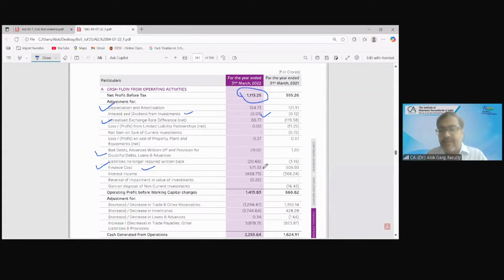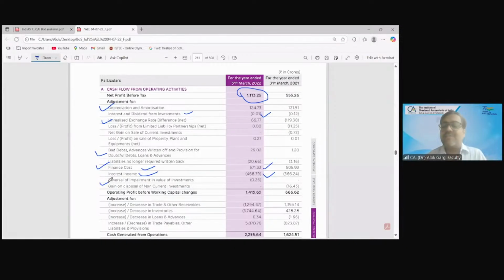So you will find this 571.33, it is a cost. So it is added back to the profit. Why? Because profit was deducted. But this negative number of 571 you will find in the cash flow from financing activity. Okay. Interest income is reduced from profit. Why? Because this interest income is an investing item. Okay. So reversal of impairment in value of investment. This impairment reversal is a non-cash item.